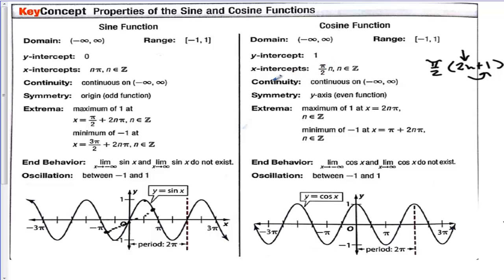Your book is wrong. The continuity, continuous everywhere. Symmetry, the y-axis. Cosine is an even function, so it's reflected across the y-axis. Maximum of 1 at multiples of 2 pi. So that'll happen at 0, at 2 pi, at 4 pi, at 6 pi. Minimum of -1 at pi, and then 2 pi after that. So the minimum happens at pi, and then 3 pi, 5 pi, and so on.